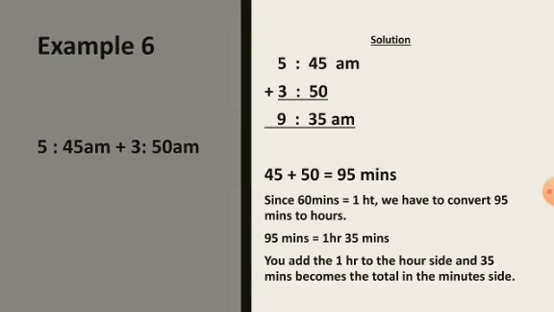So you add the 1 hour to the hour side, and the 35 minutes becomes the total in the minute side. So you have your 35 minutes under the minute side, then the 1 hour is added to the hour side. So we have 5 plus 1, 6, then 6 plus 3, 9. So our final answer becomes 35 minutes past 9, which is 9 hours 35 minutes.